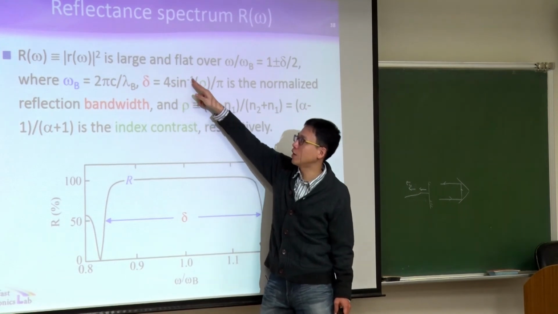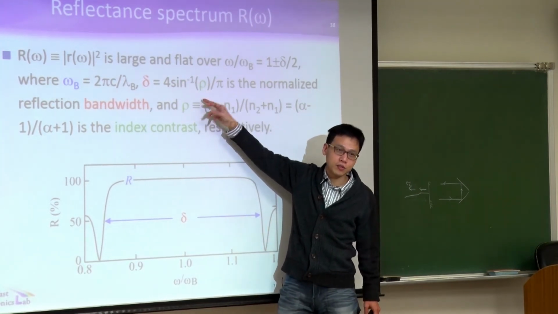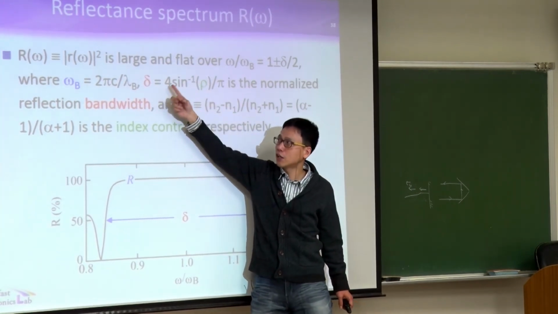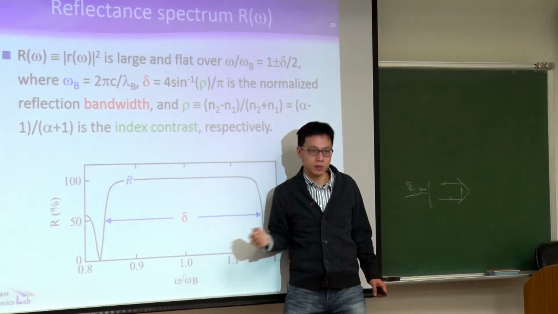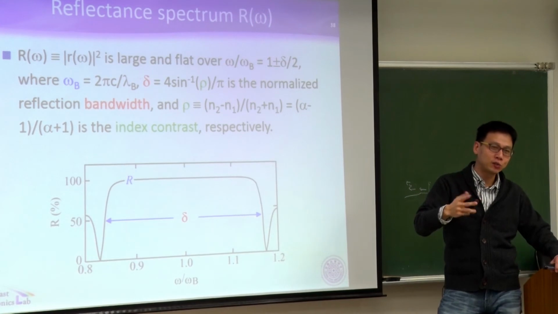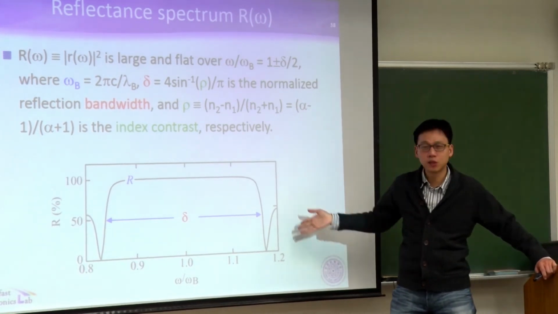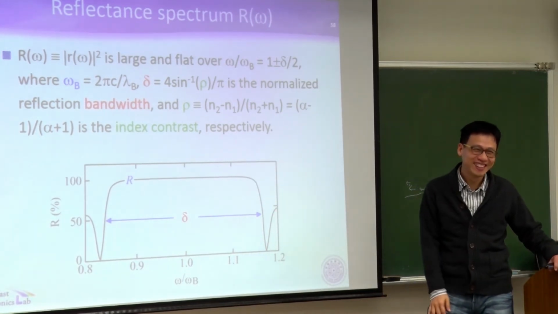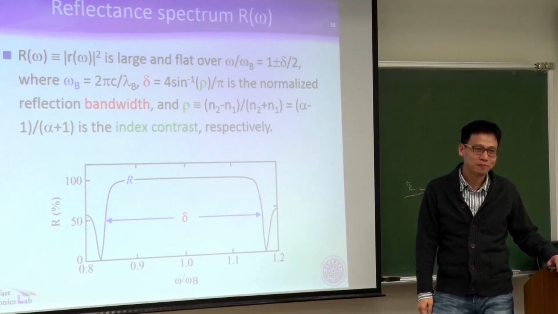What is arc sine of rho? Still 0. So you have delta equals 0. That means no bandwidth. 那意思就是什么？当你没有 n1 n2 了，其实 merge 在一起，没有这个东西，完全不见了。Okay.